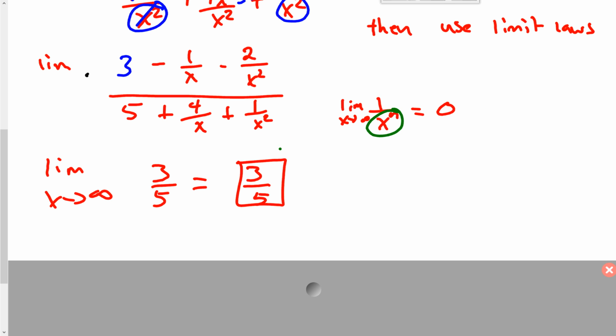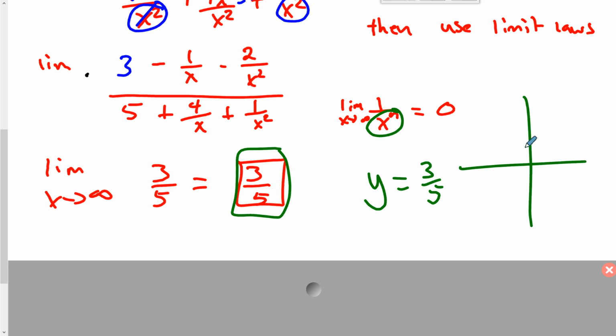So this means right here that I have a horizontal asymptote at y equals 3/5. When I graph these rational functions, say this is 1, so this is 3/5, I'm going to have a horizontal asymptote there. Whenever the denominator has the larger degree, then it's going to go to 0, so I would have a horizontal asymptote at y equals 0.